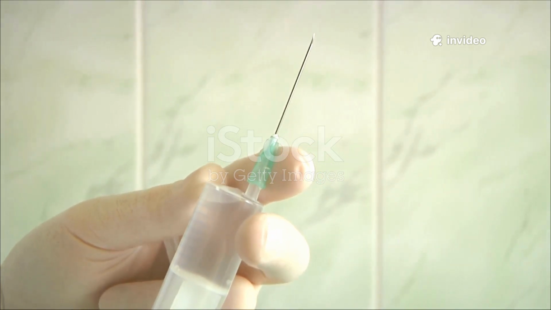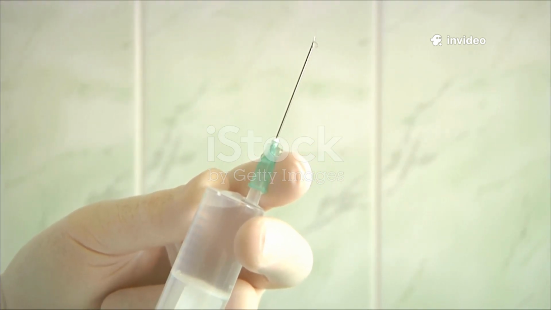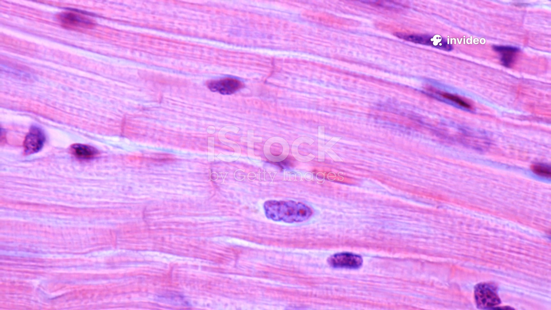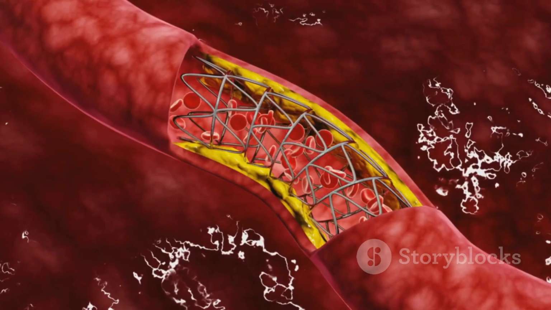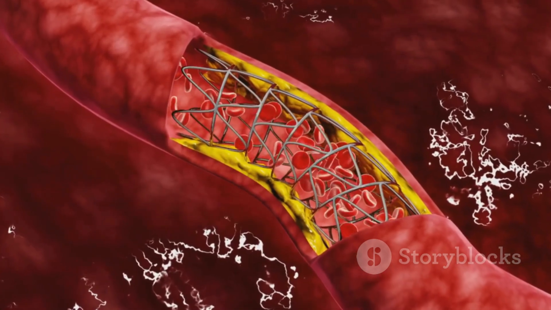Intramuscular injection procedure, step-by-step nursing skill demonstration. Intramuscular injection is the administration of medication deep into the muscle tissue. It allows faster absorption of drugs because of rich blood supply.